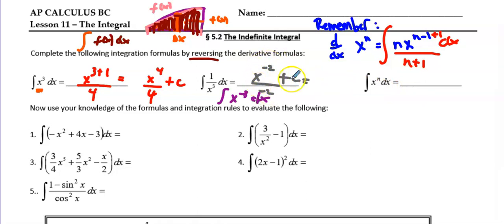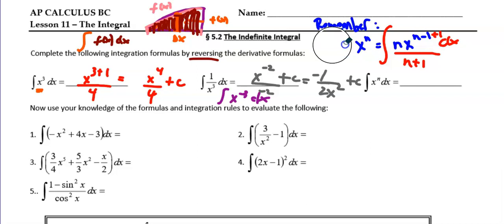I want to simplify this. I've got a negative 2 in the denominator, right? A negative 1 in the numerator. Let's go ahead and make the negative go up here. I'm going to move the x to the negative 2 down, and I get negative 1 over 2x squared plus c. So what's our general formula?